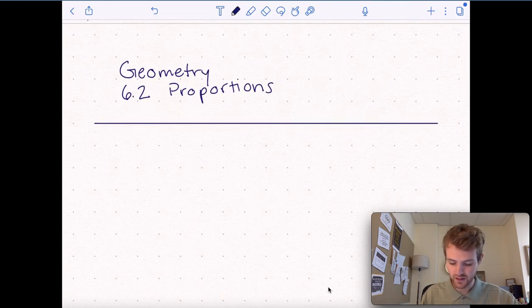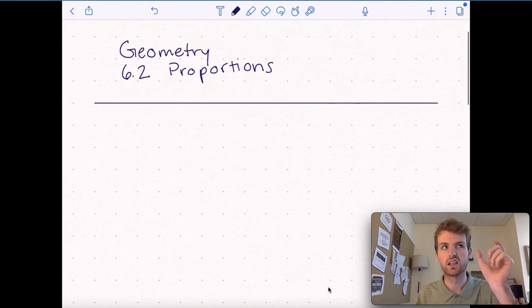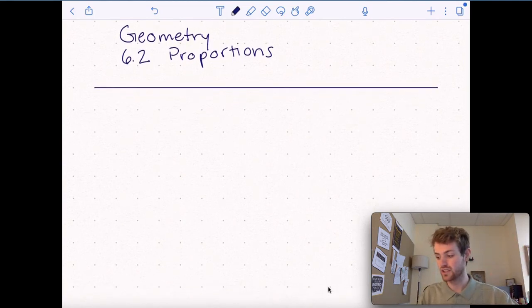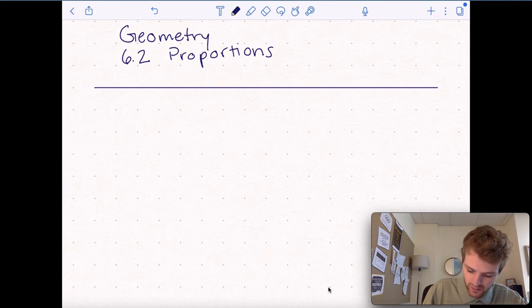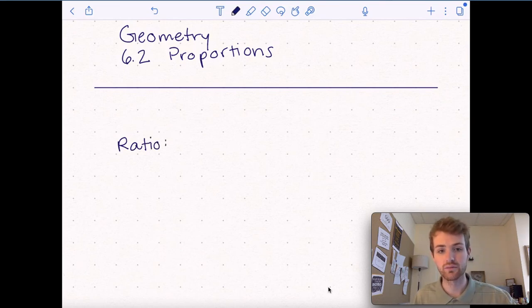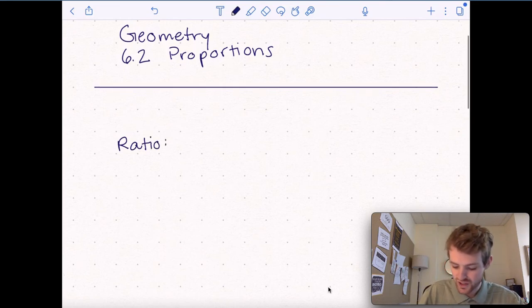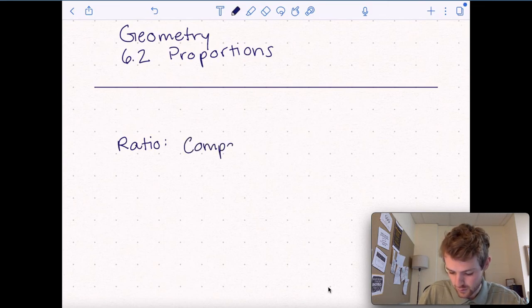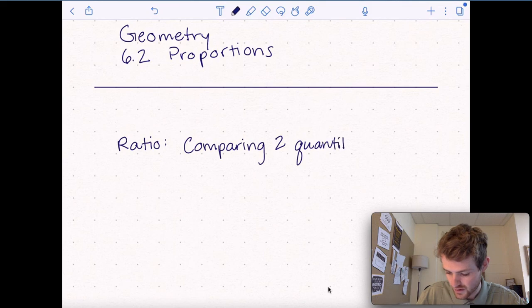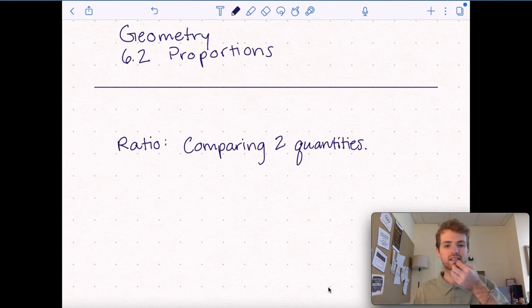The first thing that's important when talking about proportions is actually starting by talking about a ratio. A ratio is, simply put, we're going to be comparing two quantities, two things. We're comparing, seeing how they're similar.